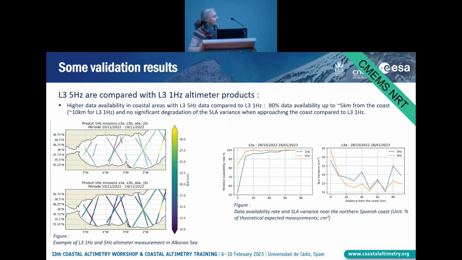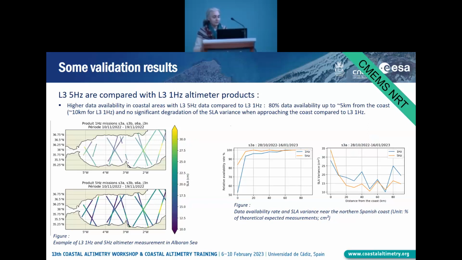So this is an example of validation of this product. You can see here results obtained for the near real-time production for the Copernicus Marine Service. On the left, you have an example of the sea level anomaly along some tracks of different altimeters in the Alboran Sea over a 10-day period. On the top, it's for the conventional 1 Hz production, and on the bottom for the 5 Hz product. So you see that there is a good agreement between the two products, and we also see that the 5 Hz product can go closer to the coast compared to the 1 Hz.